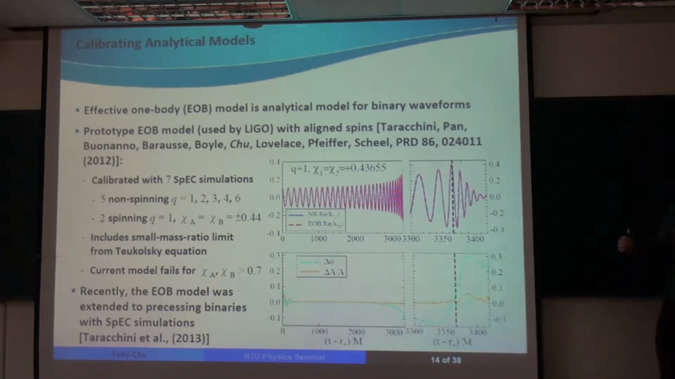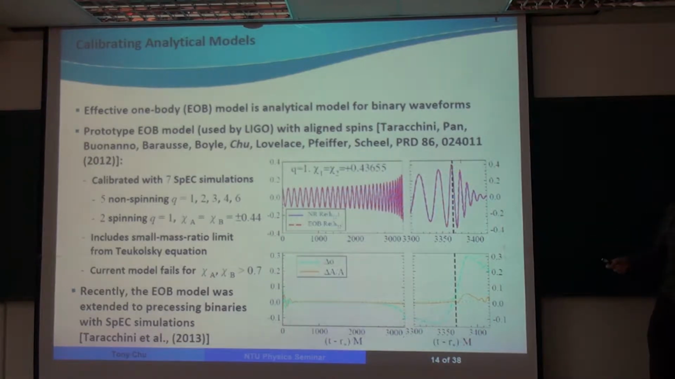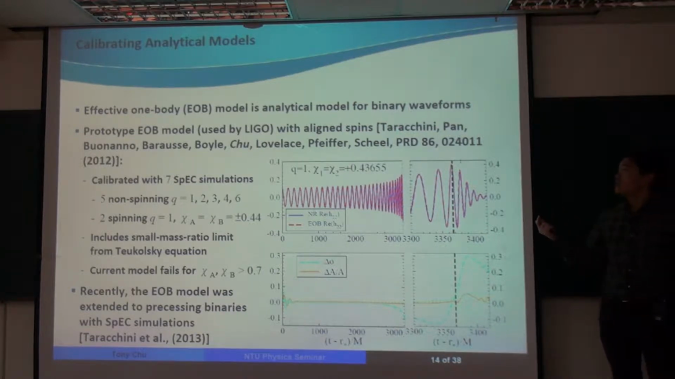The simulations I showed on the previous slide have also been very useful to calibrate analytical models for black hole waveforms. One of these models is called the effective one-body model. Essentially, it maps the binary black hole problem to the motion of a test particle that orbits around a deformed curved black hole.